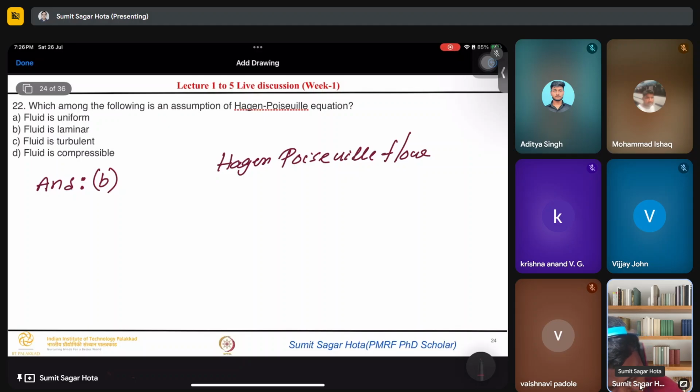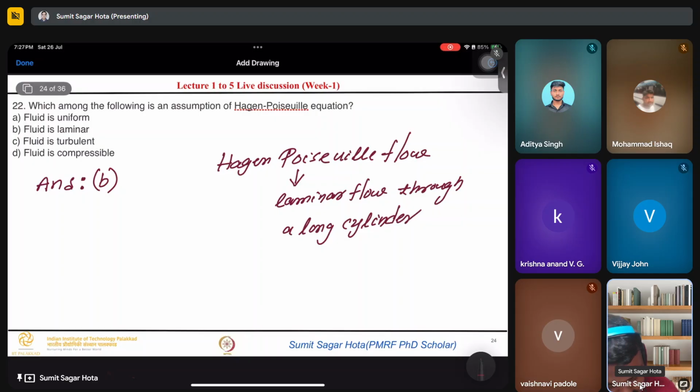Okay, it basically means the laminar flow through a long cylinder of constant cross section.